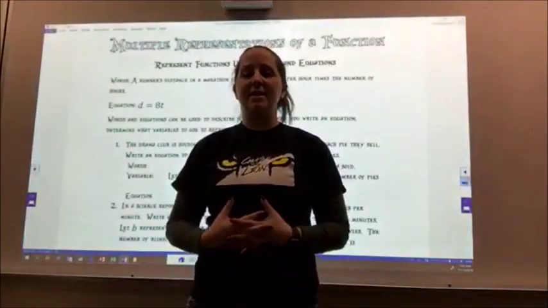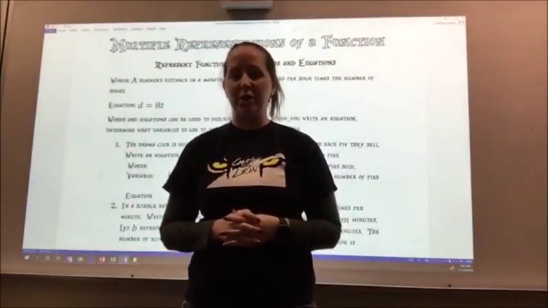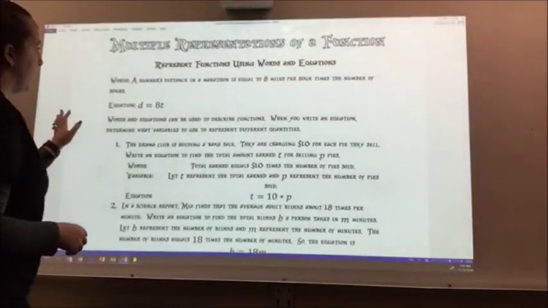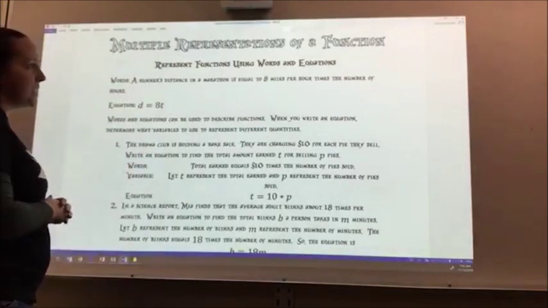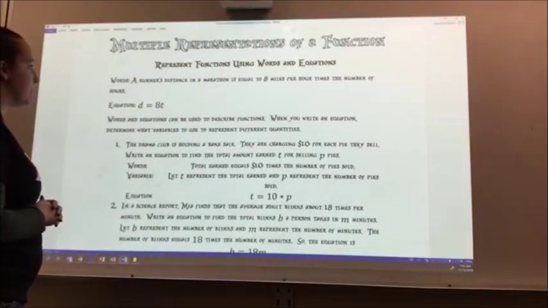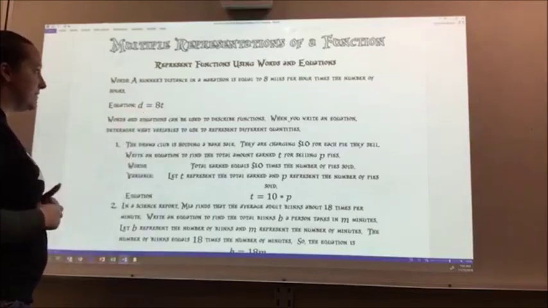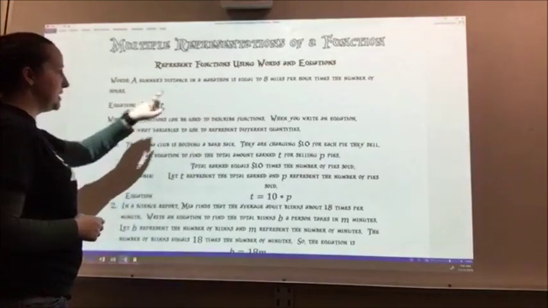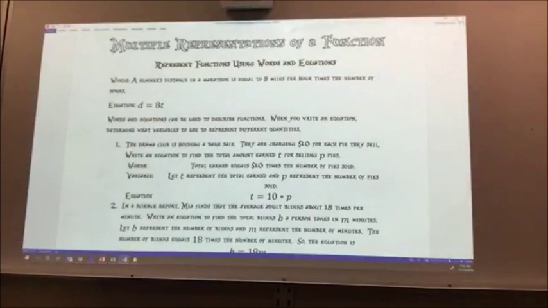All right, this is Chapter 8, Lesson 4, Multiple Representations of a Function. In words, when we represent functions, a runner's distance in a marathon is equal to 8 miles per hour times the number of hours. So my equation is d equals 8 times t. So d is distance, equal to 8 times the number of hours, and t is time.